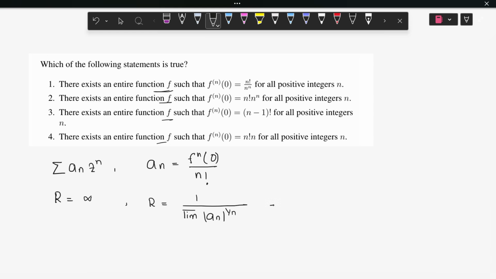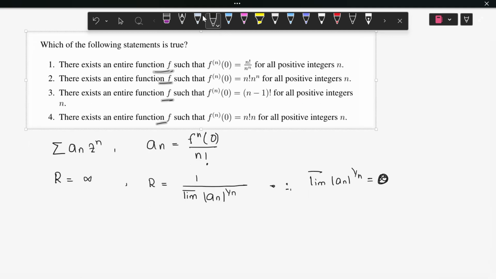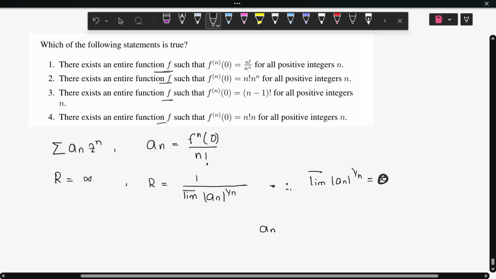So what can we say? We have to choose such an a_n for which limsup |a_n|^(1/n) is 0. If |a_n|^(1/n) goes to 0, only then will the value of R be infinity. So let's see which of the given a_n is satisfying |a_n|^(1/n) equal to 0.